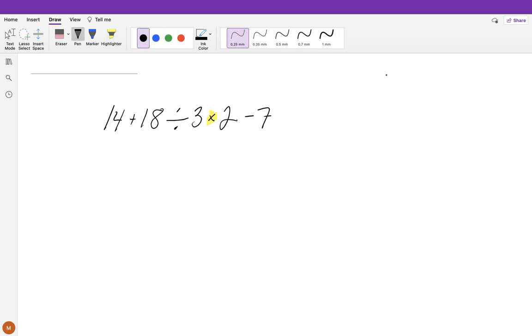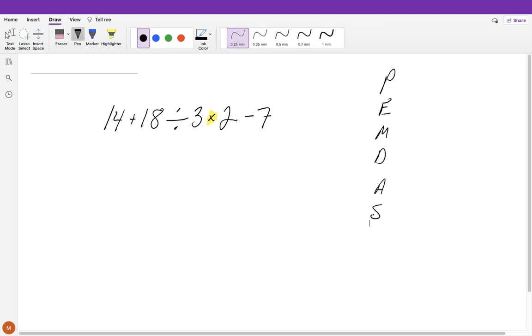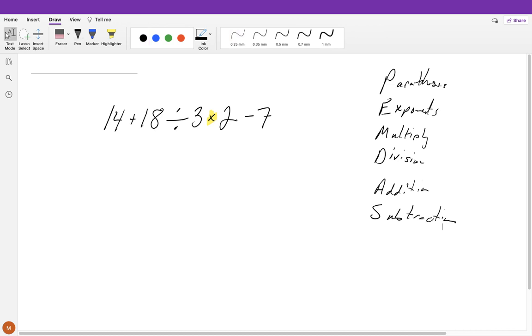All right, our order of operations, you might have learned it as PEMDAS or BODMAS. P is for parentheses, E is for exponents, M is for multiply, D is for divide or division, A is for addition, and S is for subtraction. Now, when you write it like this, people just think that multiplying comes first.